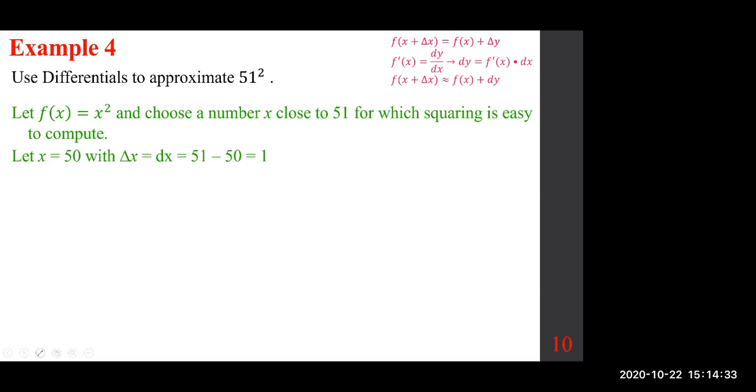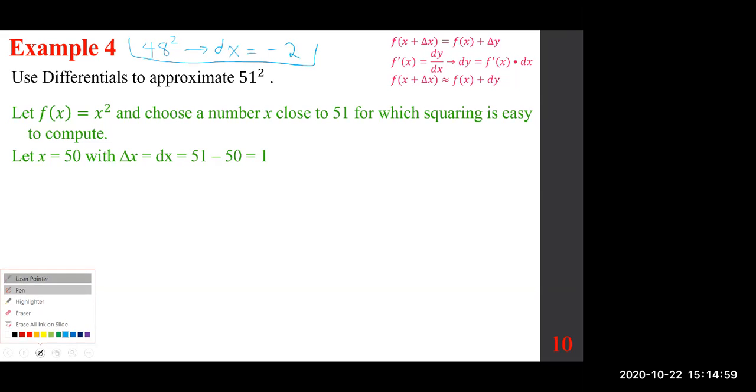However, if we were interested in finding 48 squared, I hope you see that dx or delta x is -2. Okay, I want you to see that. Of course, we're not going to do that. You're more than welcome to do this at home, but understand what's happening. Delta x for 51 squared is +1.